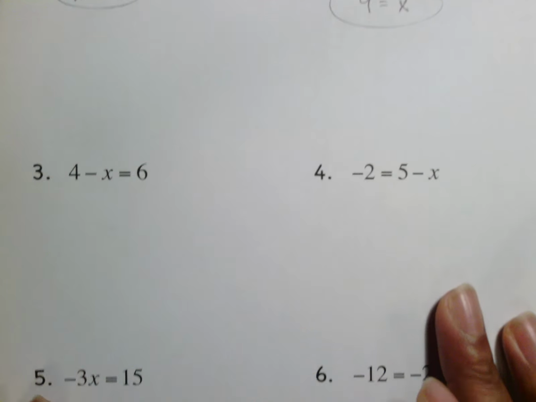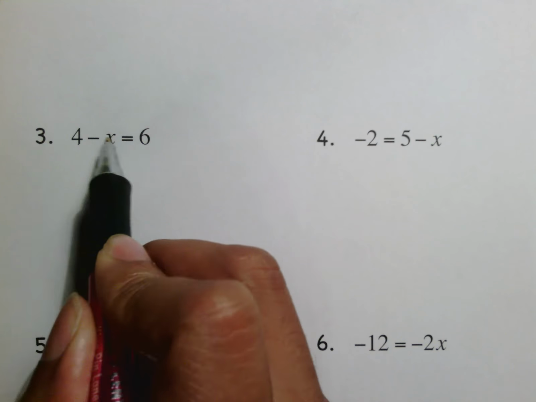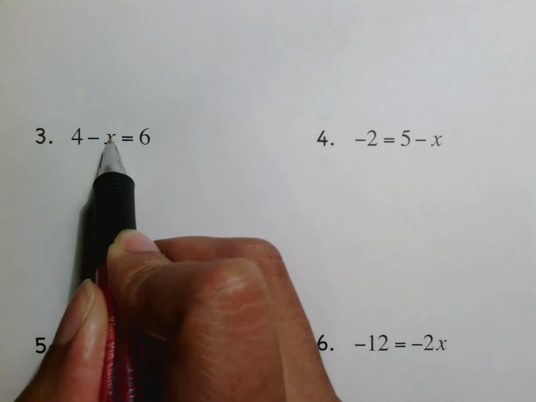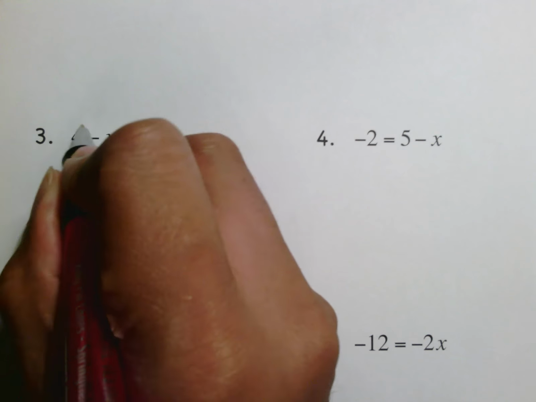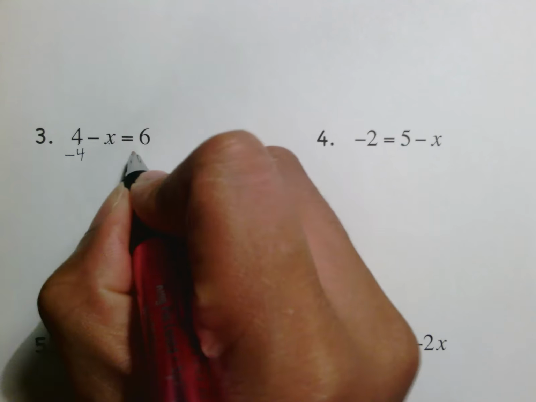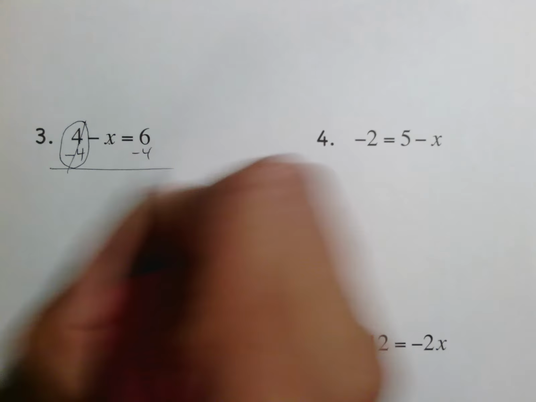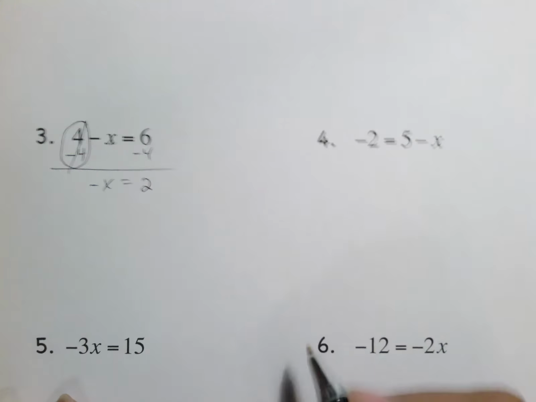Looking at number 3. Here is my x. It is with a 4. I don't worry about the sign yet because there's still a number over there, because remember I want the cups alone. So we move the 4 by subtracting 4, because remember this is a positive 4, and so we add negative 4 to both sides. These two things go away, bringing down negative x equals 6 minus 4 is 2.